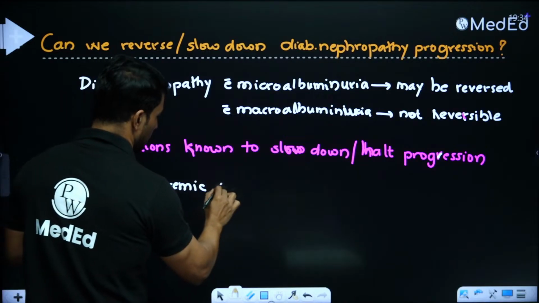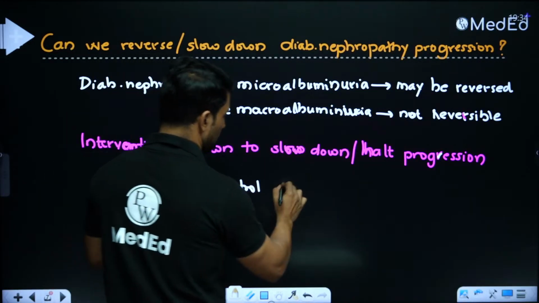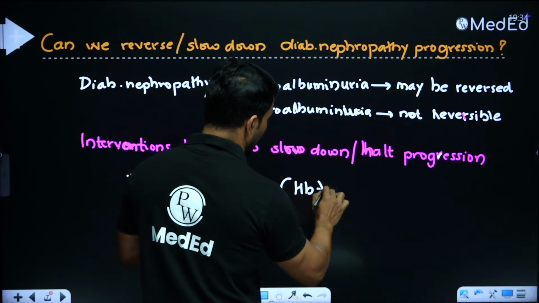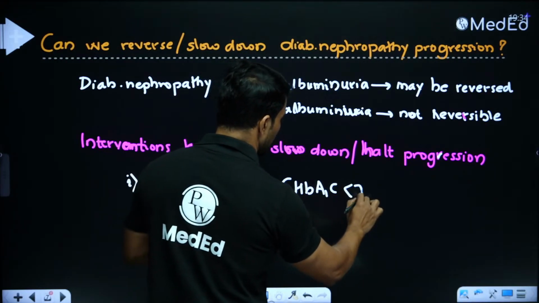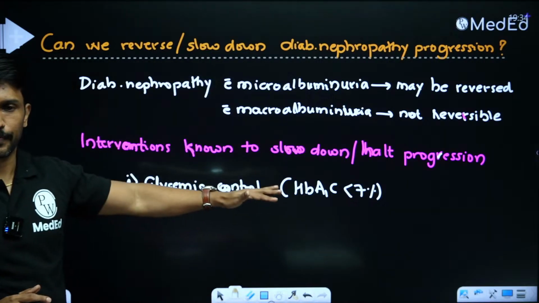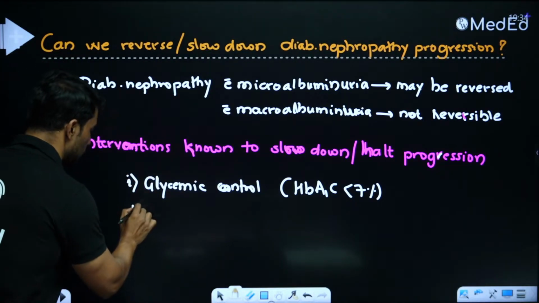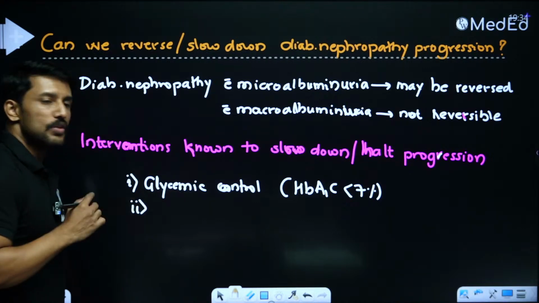Glycemic control. And we already know what is the HbA1c aim. So try to get HbA1c less than 7%. That will slow down or halt the progression of the diabetic nephropathy. He will not go on losing the GFR that we saw in the previous graph. दूसरा क्या कर सकते हैं?